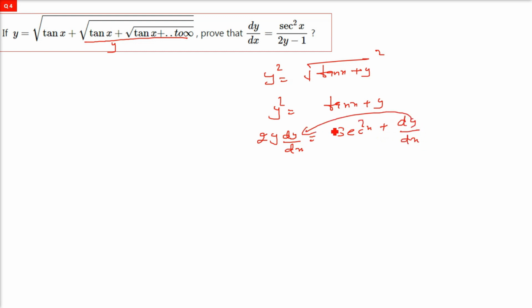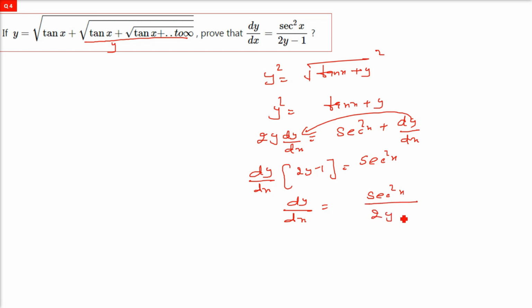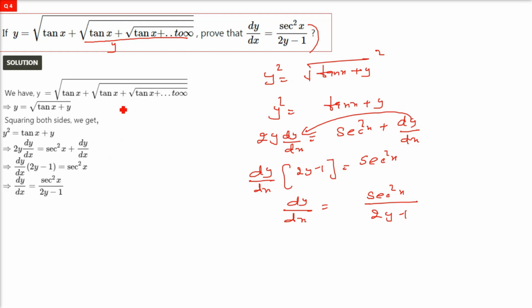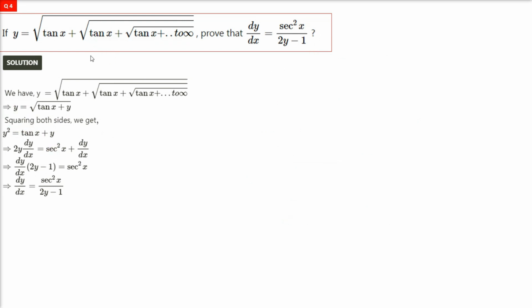Bring this dy by dx on the left hand side and take it common. So dy by dx times (2y minus 1), and on the right hand side you will get sec square x. Now bring 2y minus 1 down into the denominator of the right hand side. So it will be sec square x divided by 2y minus 1. This is how you are going to write. We have squared both sides. All this you have to write also. Alright, you have to follow all this.